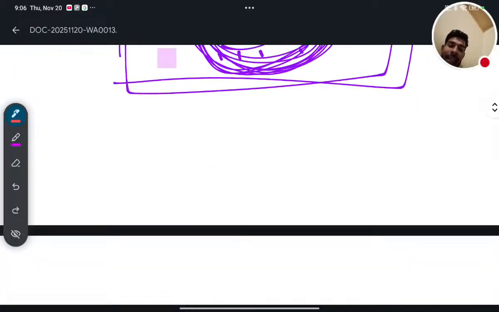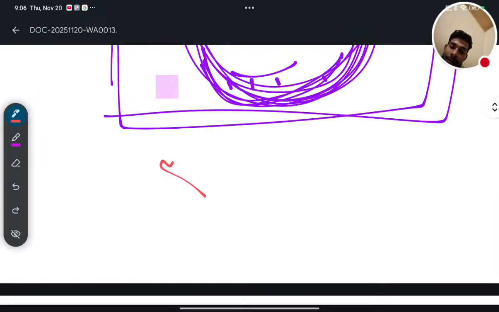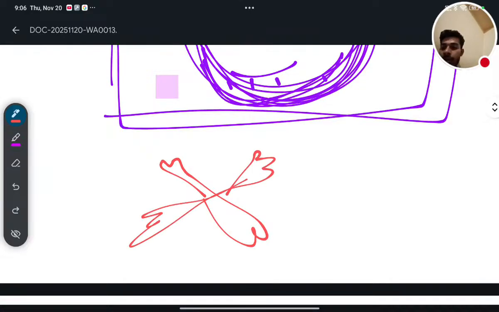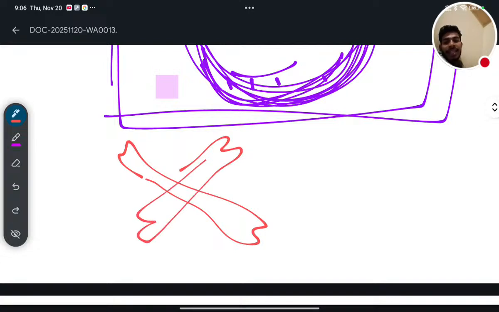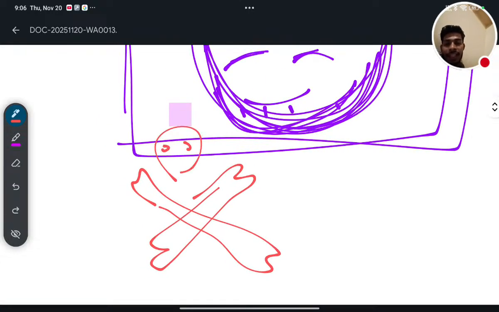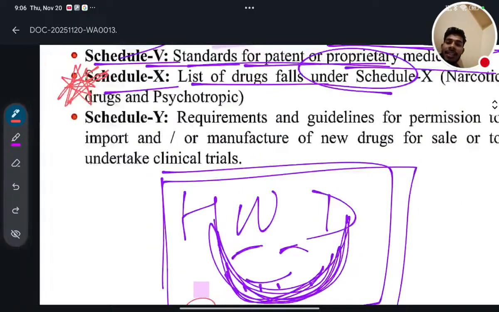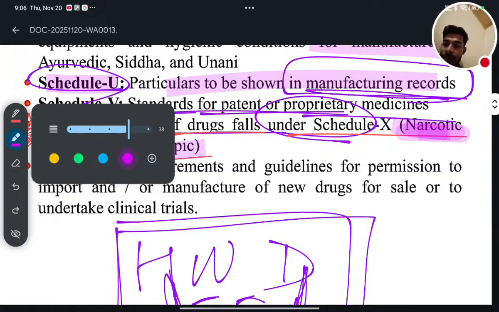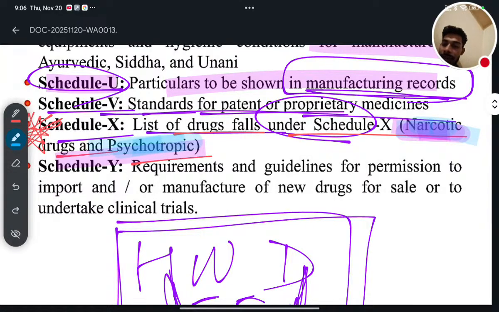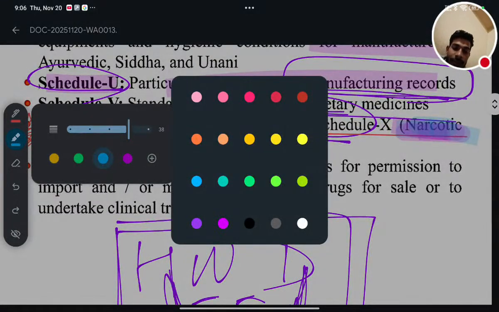Whenever you see an X symbol, it means danger. Schedule X is for dangerous drugs. The list of drugs falling under Schedule X includes narcotics and psychotropics.